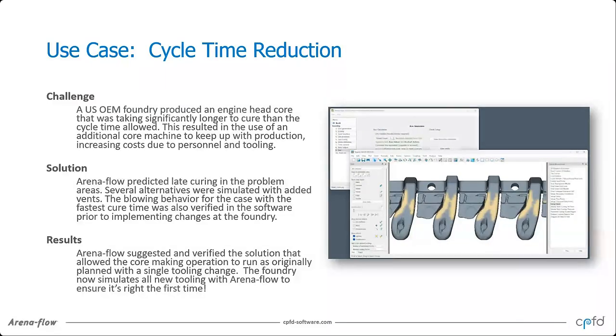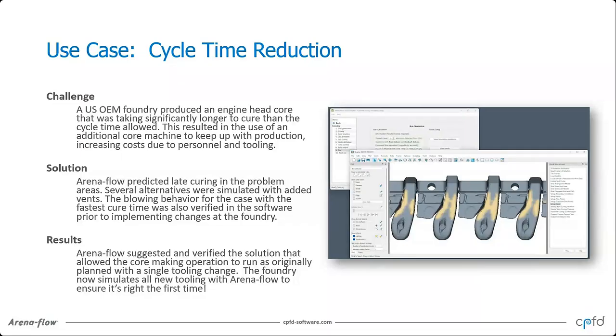And you've got to be careful here. It's easy to add vents to reduce cycle time, and pretty quickly your tooling looks like Swiss cheese. You can be introducing other issues. And so here it was optimizing the virtual space first. We also looked at the blowing to make sure there were no issues filling that core, using the one that had the fastest cure time. And then it was verified in the software prior to implementing changes at this particular Midwest foundry.